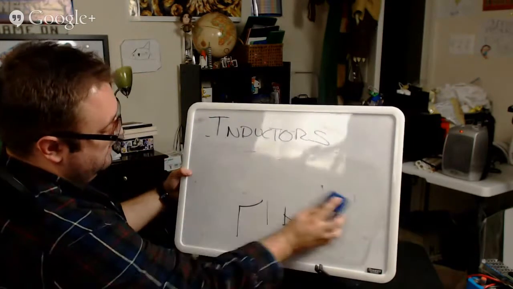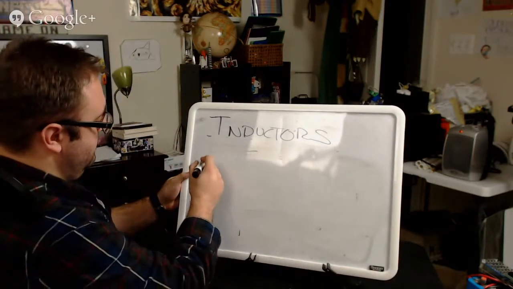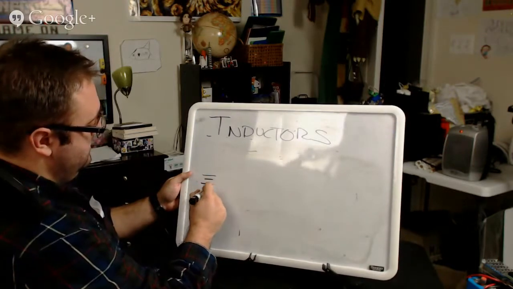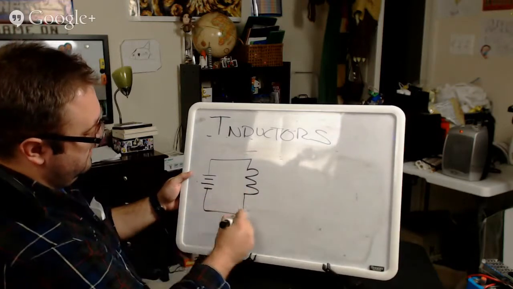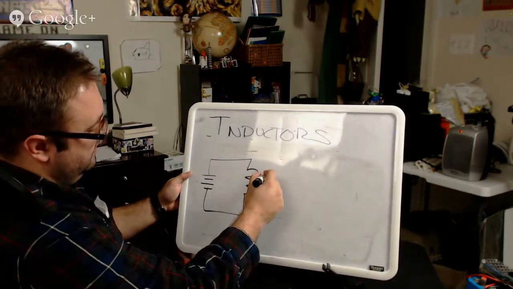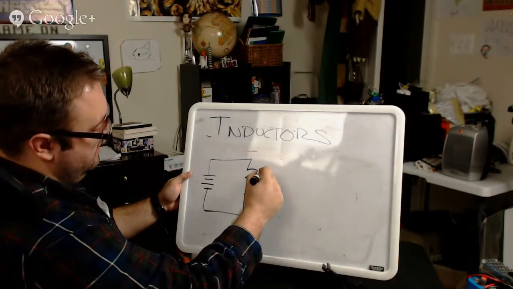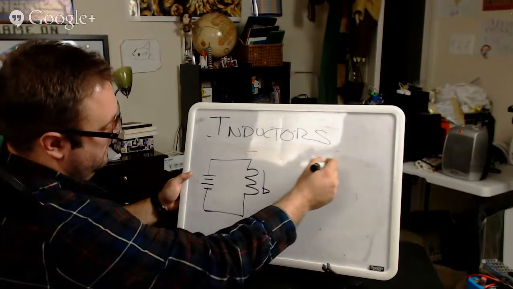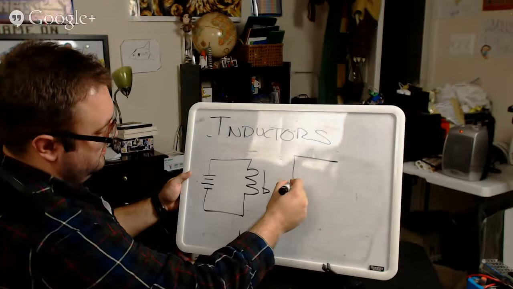So what really happens, let me just draw what really happens. So you'll have your source run through the coil. You'll have your relay. It'll have some other signal over here. It's kind of like a switch.